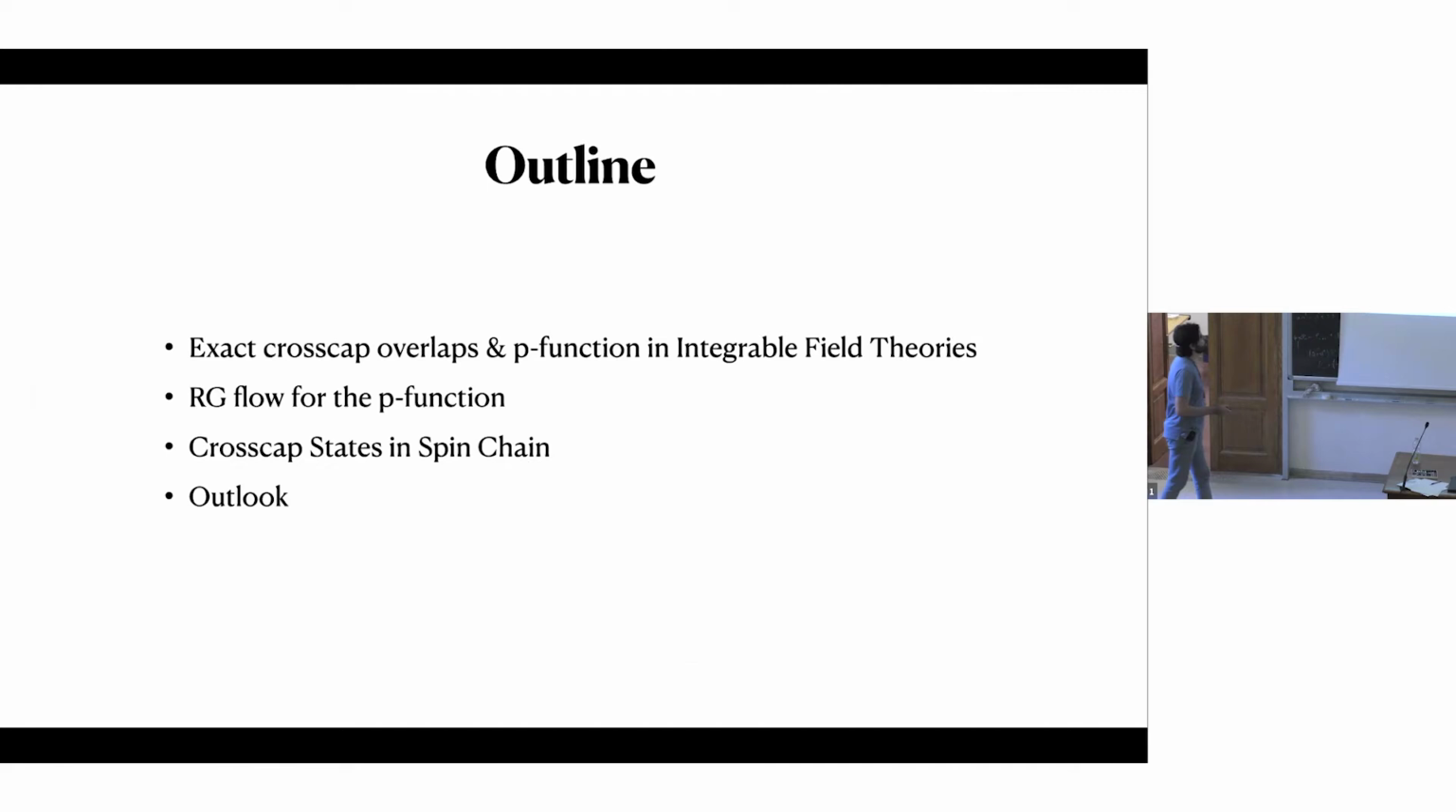So the plan will be very simple. I will tell you how to compute overlaps between generic states in your quantum field theory or lattice system with a cross-cap state. This is the kind of thing that we are interested in. I will introduce the concept of a P function in integrable field theories. Then I will talk about cross-cap and study the RG flow of this P function. Finally, I will mention something about cross-cap states in spin chains and give you some outlook at the end. Okay, so that's the plan and that was the motivation.